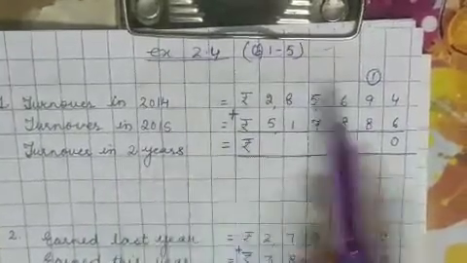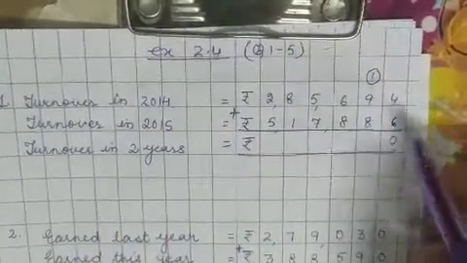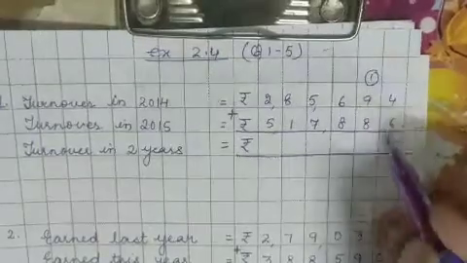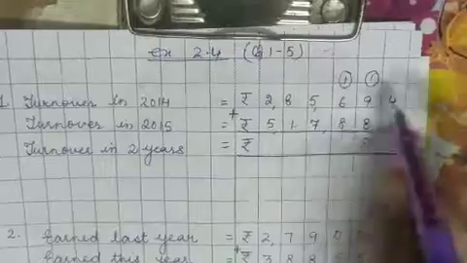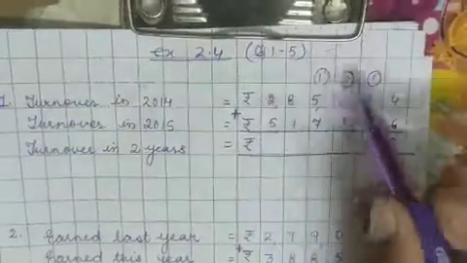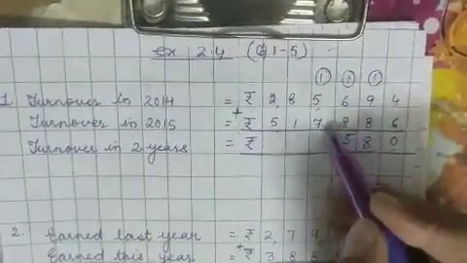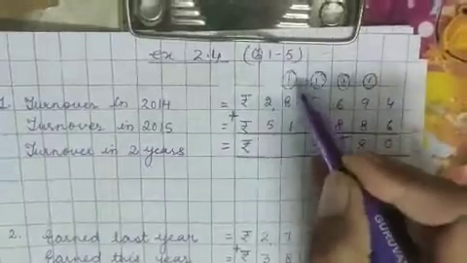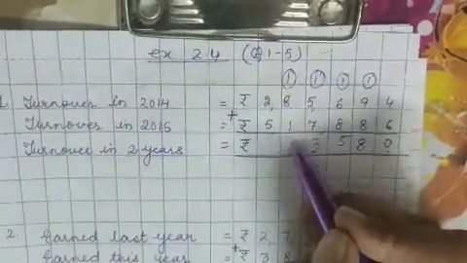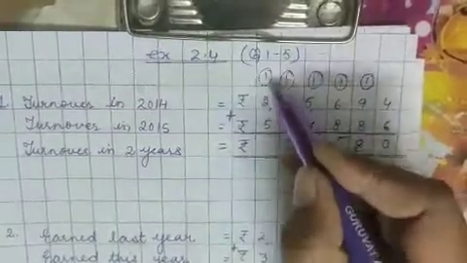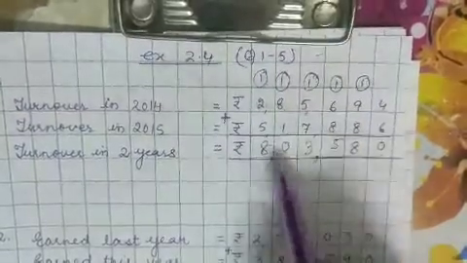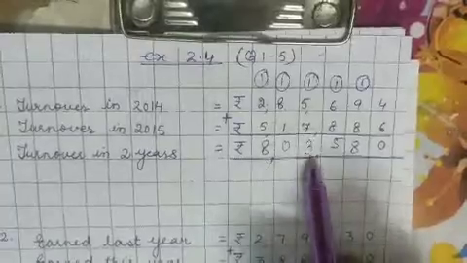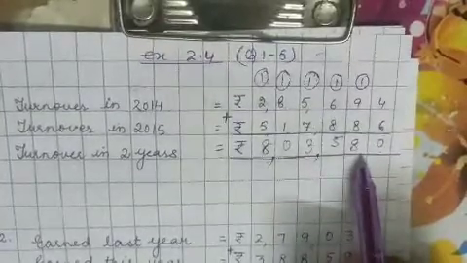Turnover in 2 years. Now we will add it. 4 plus 6, 10, 0, 1 carry over. 1 plus 9, 10, 10 plus 8, 18, 8, 1 carry over. 1 plus 6, 7, 7 plus 8, 15, 5, 1 carry over. 1 plus 5, 6, 6 plus 7, 13, 3, 1 carry over. 1 plus 8, 9, 9 plus 1, 10, 0, 1 carry over. 1 plus 2, 3, 3 plus 5, 8. So the total sale of these 2 years will be 8,03,580.